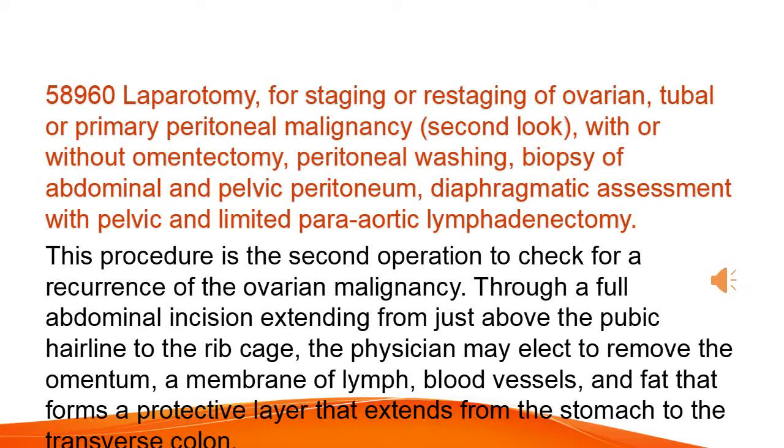Through a full abdominal incision extending from just above the pubic hairline to the rib cage, the physician may elect to remove the omentum, a membrane of lymph, blood vessels, and fat that forms a protective layer that extends from the stomach to the transverse colon.